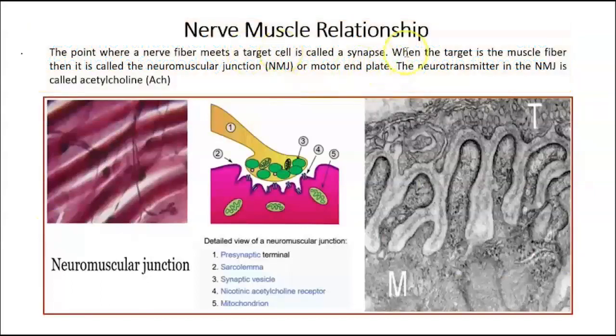Nerve-muscle relationship. We need a nerve in order to make a muscle move. So right here you have the nerve, and this nerve is going to be called a motor neuron because it's going to make your muscle move. The nerve and the muscle fiber right here, they're going to get together in this white area. It's called the synaptic cleft. That's the space between the nerve and the muscle.